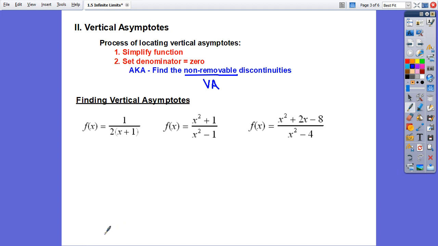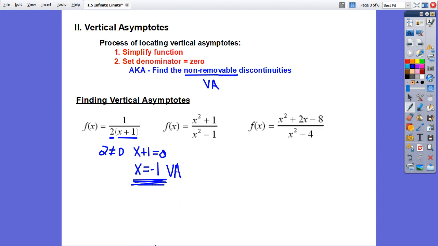So let's identify all the discontinuities first. When we look at the first function, we set each factor in the denominator equal to 0. Well, 2 will not equal 0. That's an untrue statement, but x plus 1 could equal 0 at negative 1. And so we have an undefined value at negative 1. Now, I'm unable to remove the factor that produces that discontinuity from the problem. There's nothing to cancel up top. So this is what we call a non-removable discontinuity. Therefore, that's a vertical asymptote.